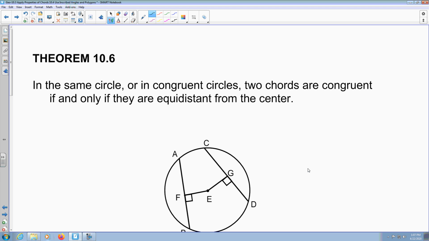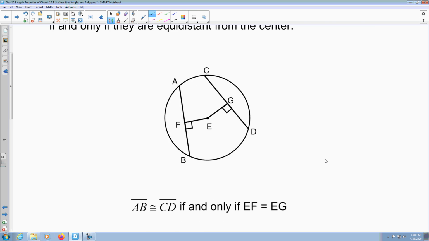Last theorem in this section, it states that in the same circle or in congruent circles, two chords are congruent if and only if they are equidistant from the center. So what we have here, it says that if AB is congruent to CD, so I'll draw it. So AB is right here, CD is right here. Those two chords would be congruent if and only if the value of EF is the same as EG.